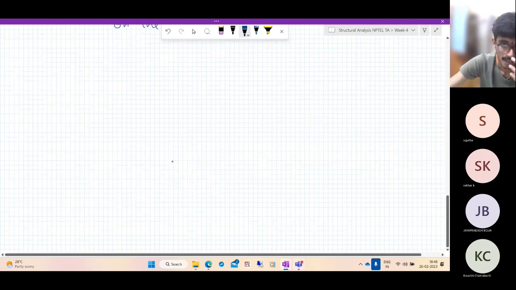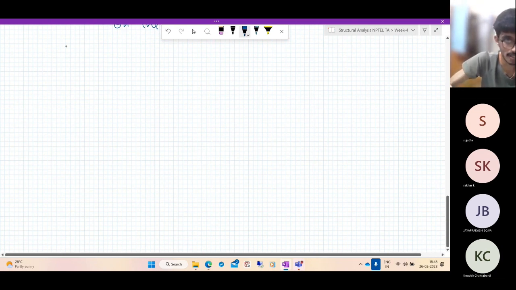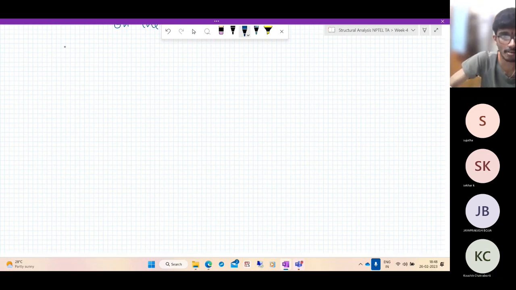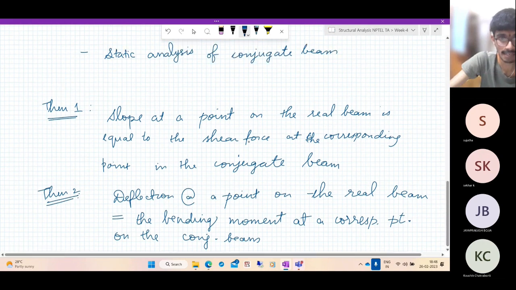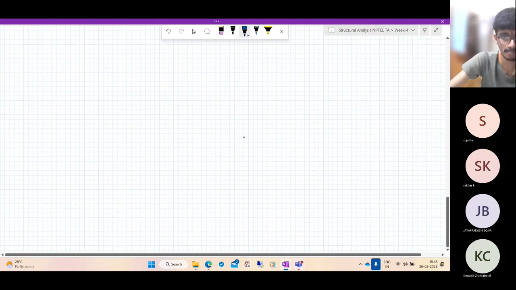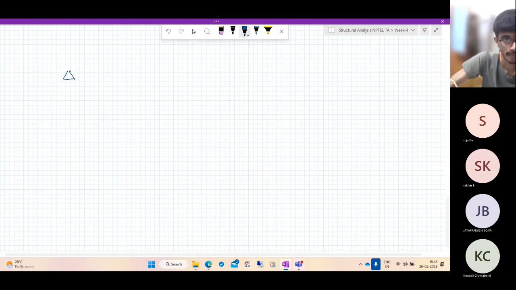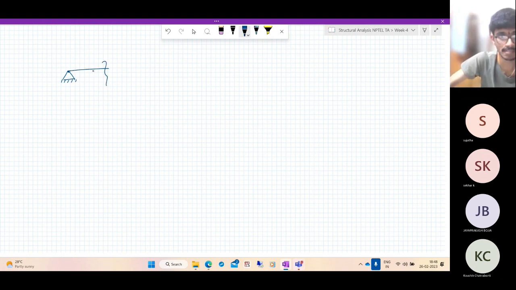So that's it. Now, given this, what are the boundary conditions? The boundary conditions are not the same. So how do you determine them? The boundary conditions of the conjugate beam should be such that they respect the kinematic constraints in the real beam. So it is simple. Suppose on the real beam you have a hinged or pinned support. What does it mean? The deflections are 0 on the real beam.